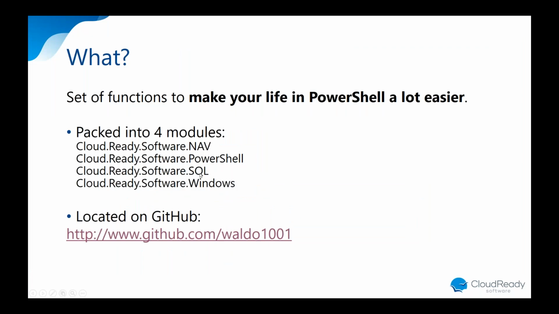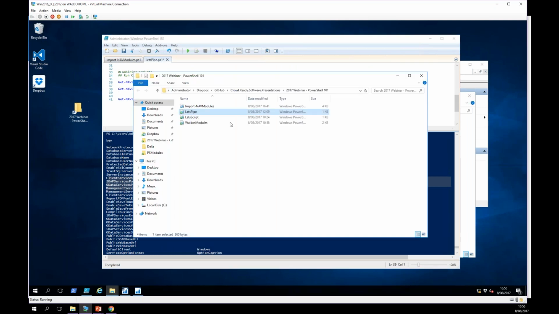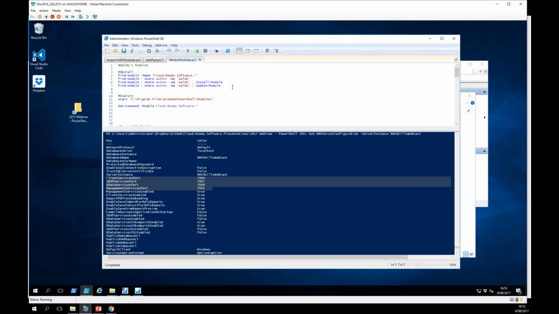Yeah, and let me quickly show you. You can install this easily by downloading it from Git, or by simply executing this if you have connection to the PowerShell gallery. Every Windows 10 machine or Windows Server 2016 machine is always connected to the PowerShell gallery, and that means that you can simply execute this commandlet, Find-Module where authors Waldo, or name cloud-ready software, and then Install-Module, and install the module.